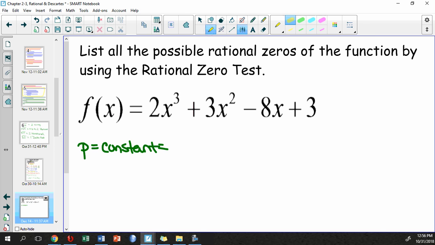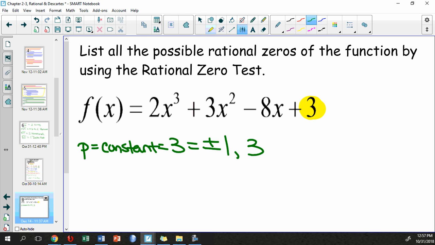Constant. That is your constant. It is your number without the variable. It is 3. So what are all of my factors of 3? Plus or minus 1, and then plus or minus 3. Why am I putting plus or minus there? A double negative can create a positive. Do we all understand that? Once you put 1 plus or minus sign, it counts for the rest of them in the list. Do we all understand that?